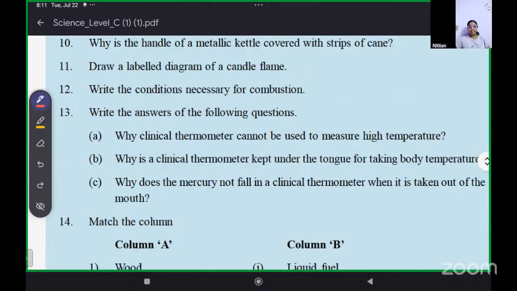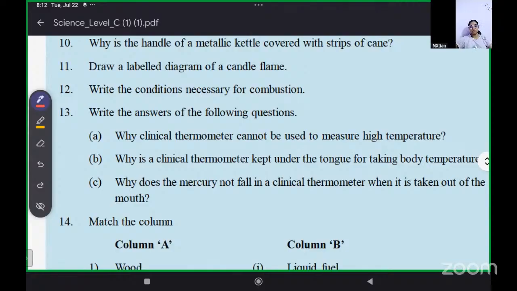The handle doesn't get hot, so we can easily hold it right after heating up water, hold the handle and pour out the water. So that coating is done, and the plastic is used so that it doesn't get hot in electric, while in a metallic kettle, these cane strips are used so that the handle doesn't heat up.